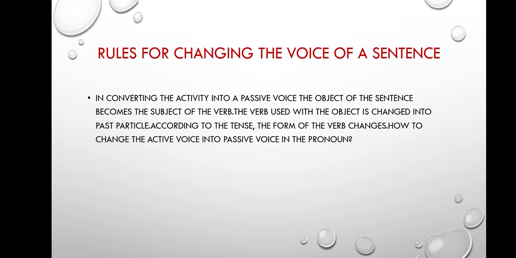What is the past participle form of the verb? Past participle form is nothing but verb third. Go, verb first; went, verb second; gone, verb third. Verb third is the past participle form of the verb. According to the tense, the form of the verb changes. So, first of all, we should find the tense of the active voice. According to the tense, the form of the verb changes.